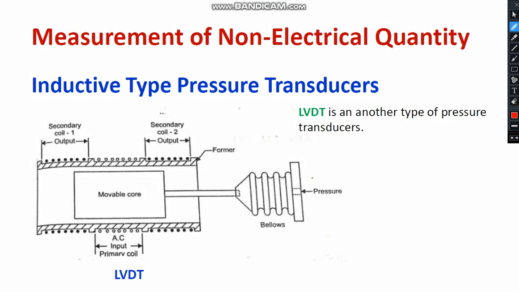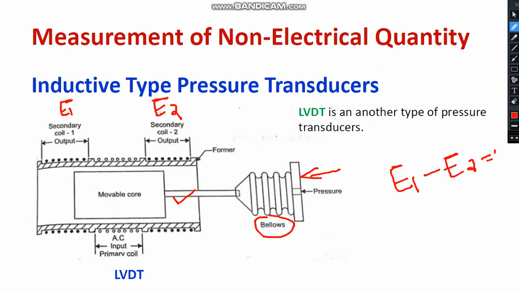As you can see, we are applying the pressure externally. You have connected one bellows here, and the bellows are directly linked with the shaft and the movable core. Suppose the movable core is at the middle position. Let me call the voltage across the first secondary coil E1 and across the second coil E2. So when the movable core is at the middle position, the difference between E1 and E2 will be absolutely zero. Okay, number one.